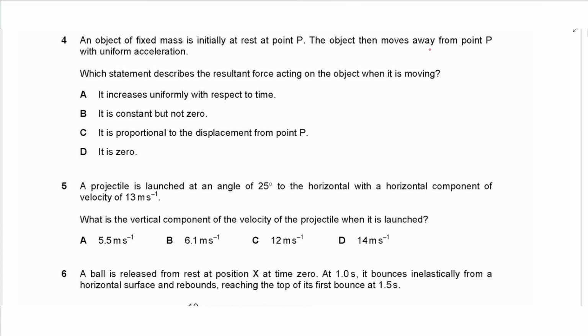Question 4 says an object of fixed mass is initially at rest at point P. The object then moves away from point P with uniform acceleration. Which statement describes the resultant force acting on the object when it is moving? So we have a uniform acceleration. That means that there is a resultant force. It's not zero. And it must be constant in magnitude. So the force increases, no. Constant but not zero, yes. Proportional to displacement, no. It is zero, no. So the answer is B.